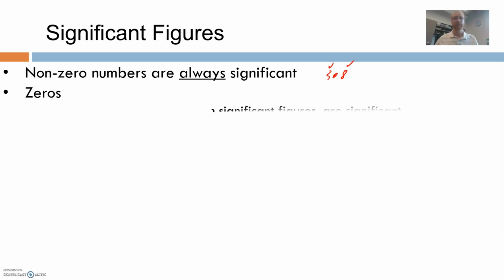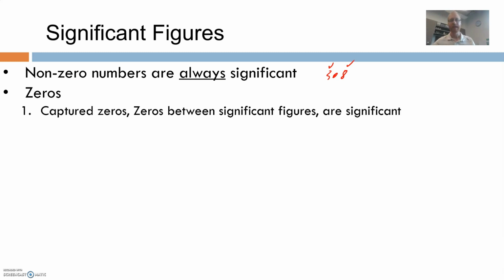So the always rule, captured zeros. You got a significant digit here, and then you got a 0 in the middle. That 0 is significant. Okay, always. Captured zeros are always significant. All right. Again, it doesn't mean they're important, or that if they're not significant, they're not important. Significant just means that it makes the measurement more accurate.